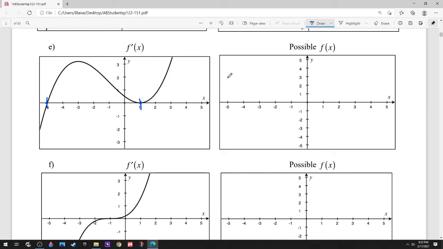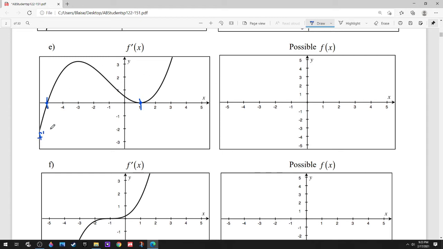So at -5, I know I've got either, like, I could have a minimum, I could have a maximum. I mean, I could have just a place where it flattens out for a second too, but I've got some kind of flatness at -5. And then we've got some kind of flatness at 1. So I know I've got to pay attention to those.